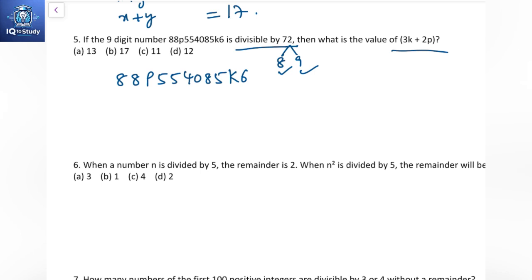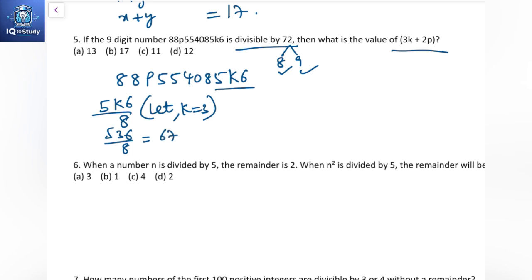Divisibility rule of 8 is last 3 digits should be divisible by 8. Here last 3 digits are 5K6. (5K6) divided by 8. Let K equal to 3. Then 536 divided by 8 is equal to 67. So completely divisible by 8.